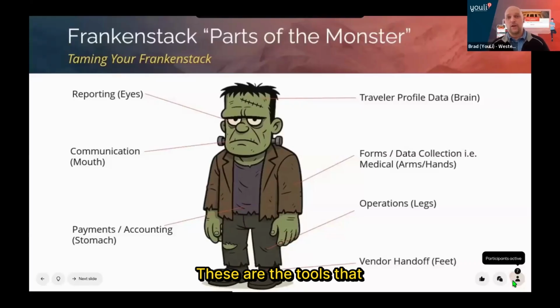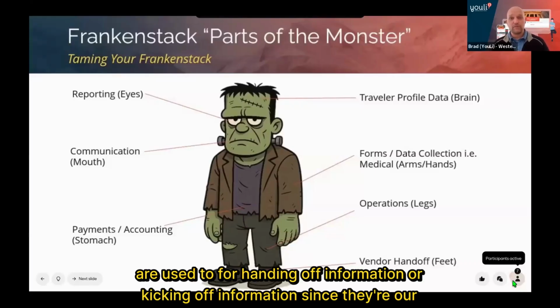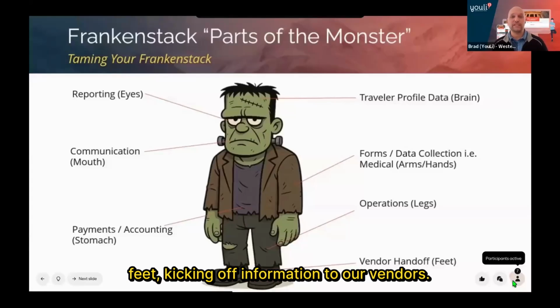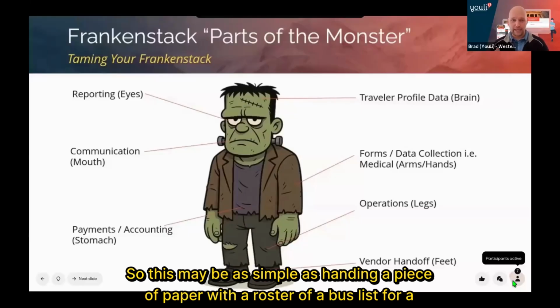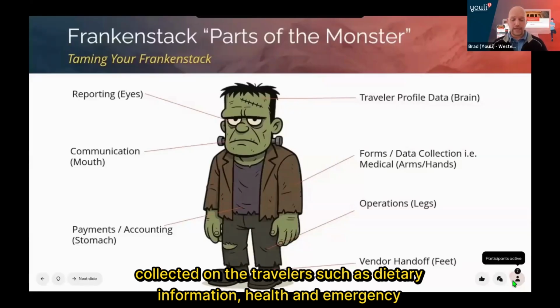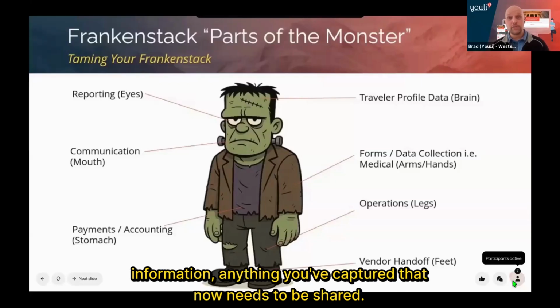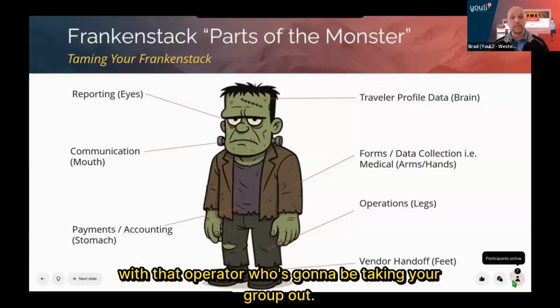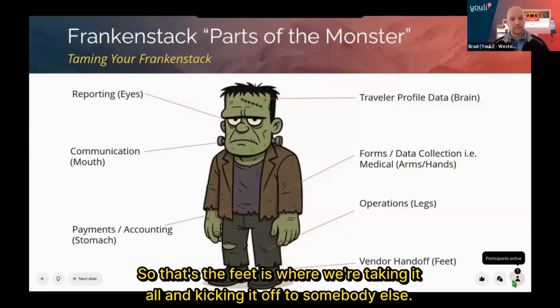Lastly, we've got our feet. These are the tools that are used for handing off information or kicking off information, since they're our feet, to our vendors. So this may be as simple as handing a piece of paper with a roster or a bus list for a bus transfer to a driver, or providing a tour operator with all pertinent data you have collected on the travelers, such as dietary information, health and emergency information, anything you've captured that now needs to be shared with that operator who's going to be taking your group out. So that's the feet, where we're taking it all and kicking it off to somebody else.